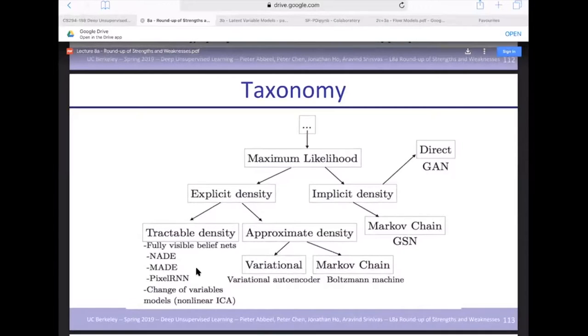And then there is GAN, which I guess most people know, the thing nowadays, where people just formulate this as an adversarial framework where you have a generator and a discriminator.